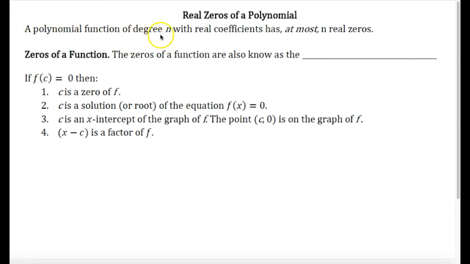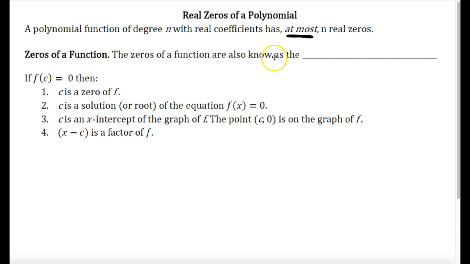A polynomial function of degree n with real coefficients has at most n real zeros. So that's saying if we've got a second degree polynomial, it'll have at most 2 real zeros. A third degree polynomial will have at most 3 real zeros. Okay? It says at most because we could have fewer than that. It's possible that if we have a quadratic, it has 1 or 0 real solutions. And so on. If we have a third degree, it could have 3, 2, or 1 solutions.